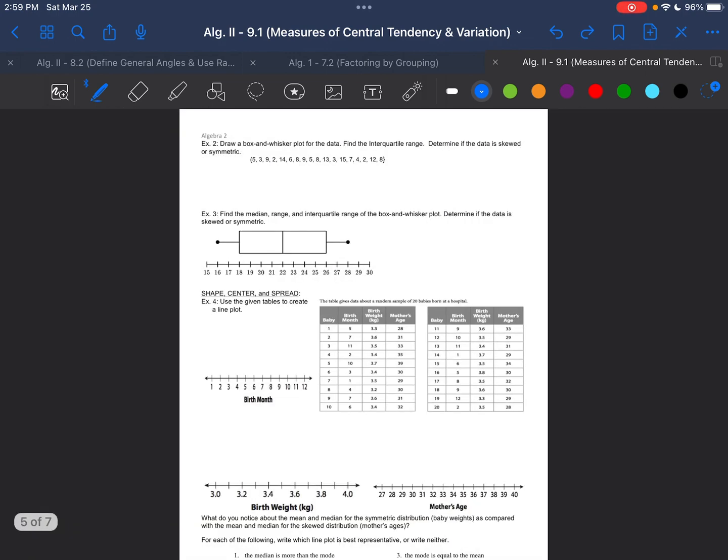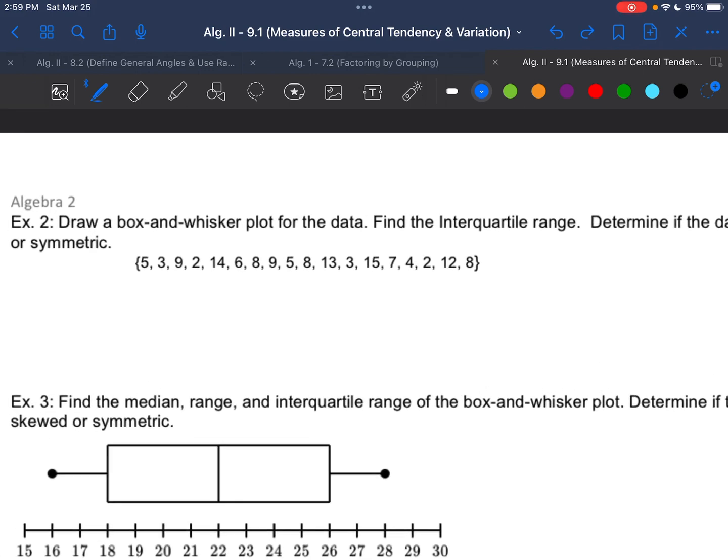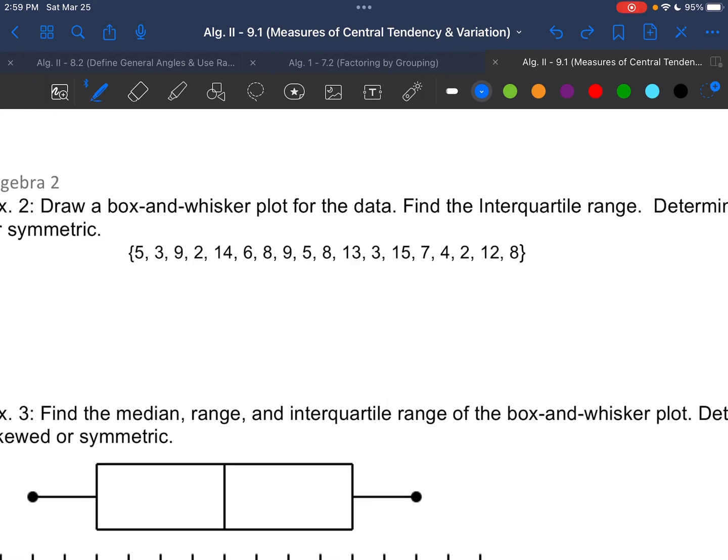So we're going to make a box and whisker plot here on example 2. First, let's take this data and put it in increasing order. So you have 2, 2, 3, 3, 4, 5, 5. And by the way, it might be a good idea to cross out numbers as you use them. Maybe do so lightly, just in case you make a mistake. Okay. 6, 7, 8, 8. Missed an 8. 9, 9.